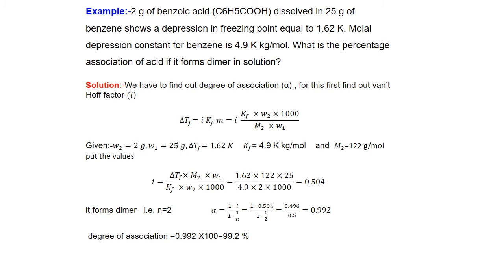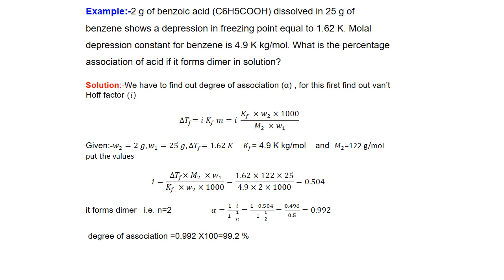2 molecules become 1, so after that 2 has changed into 1. So 1 by 2 is the i factor. W2 is given as 2 gram, W1 is 25 gram, delta Tf is 1.62 K. Kf is given. M2 for the compound is calculated as 122. We find out the value of i first, placing the value of i in the formula. Because it forms a dimer, n is equal to 2.